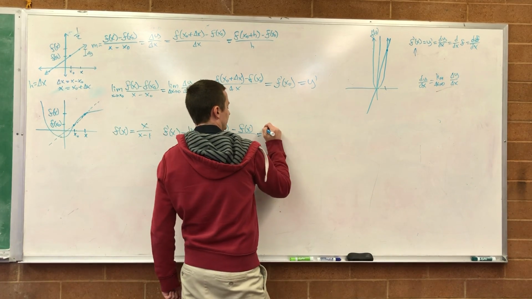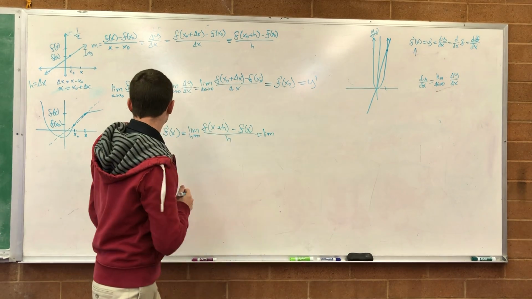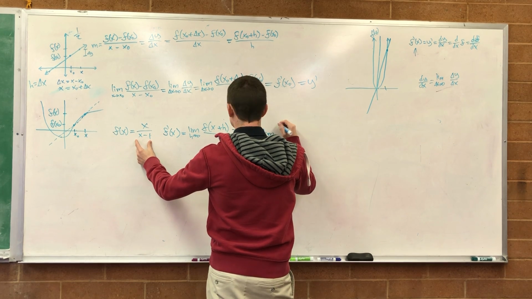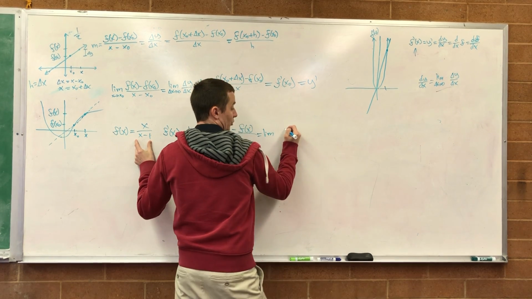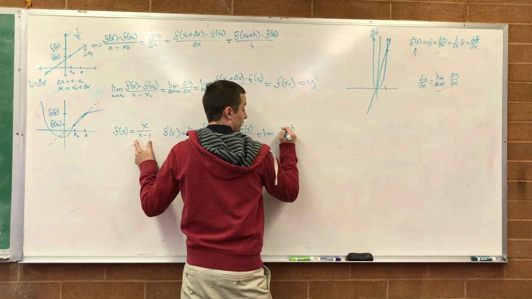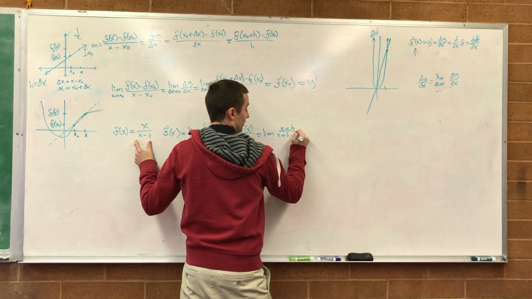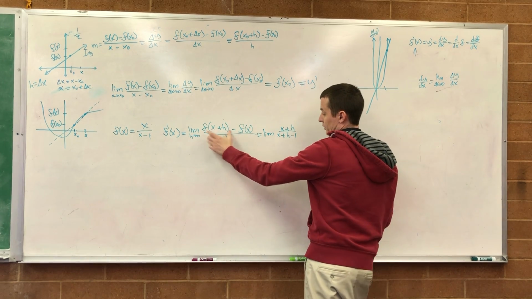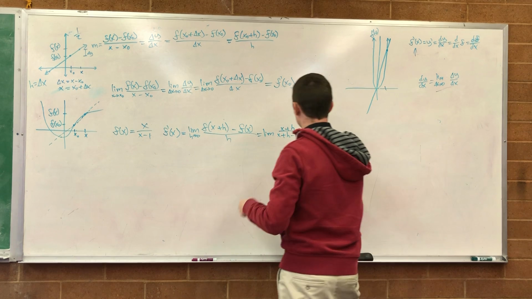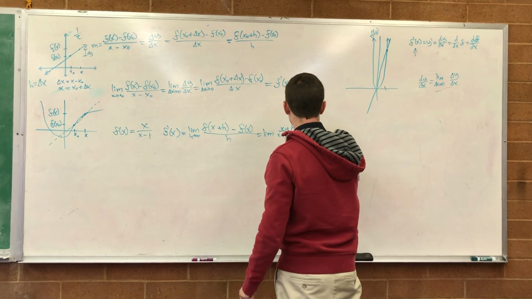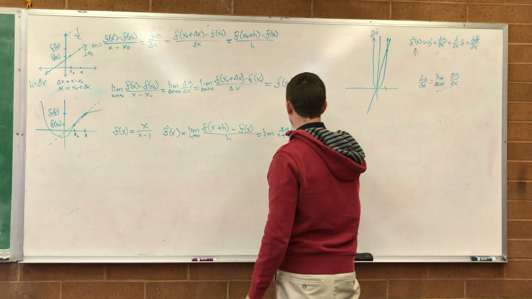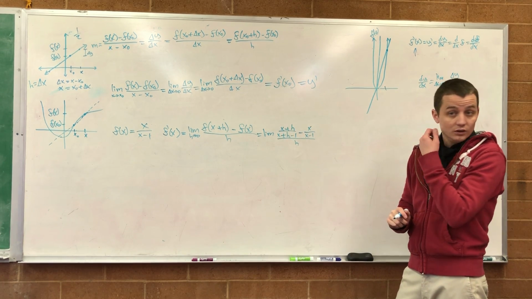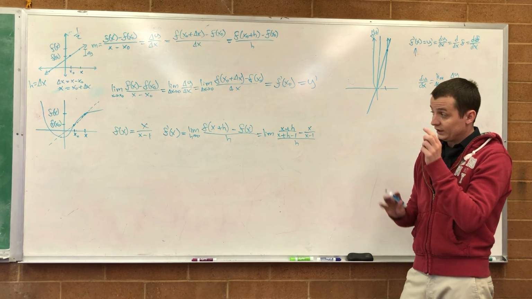Okay, so this is equal to the limit of, what do we get when we plug x plus h into this thing? We're going to get x plus h in the numerator all over x plus h minus 1 in the denominator. So that's plugging in this term. Minus f of x all over h. Okay. Just plugging in.